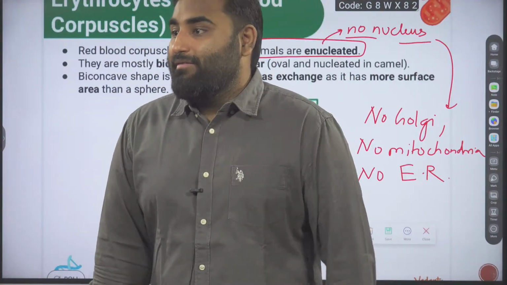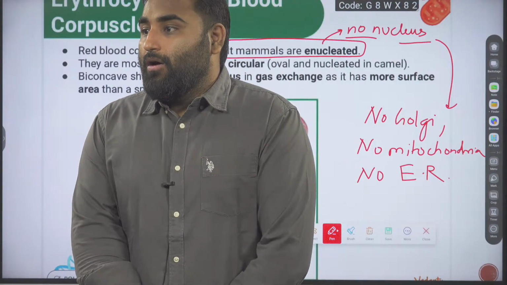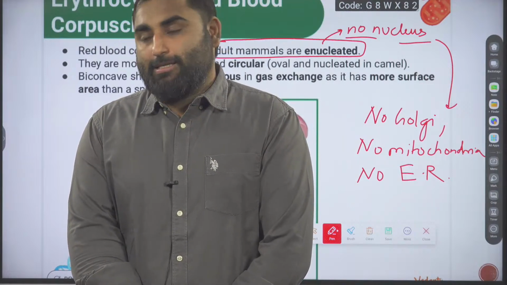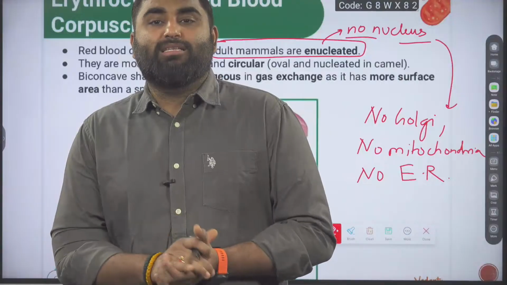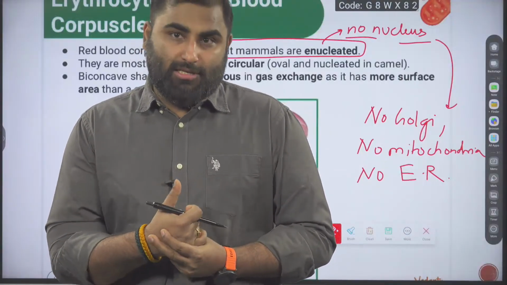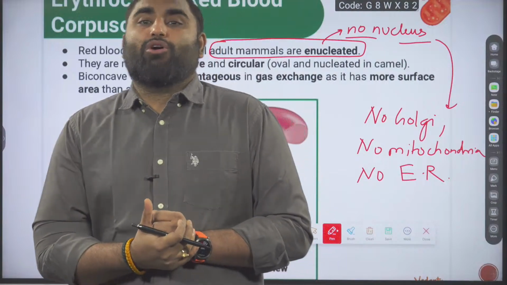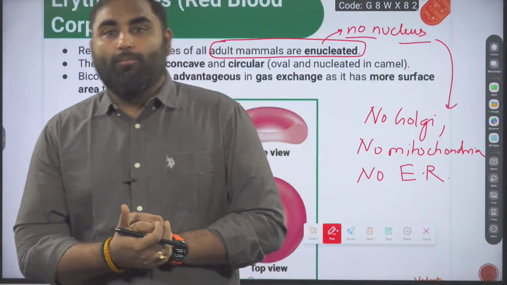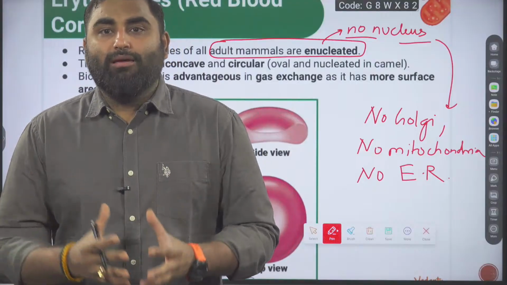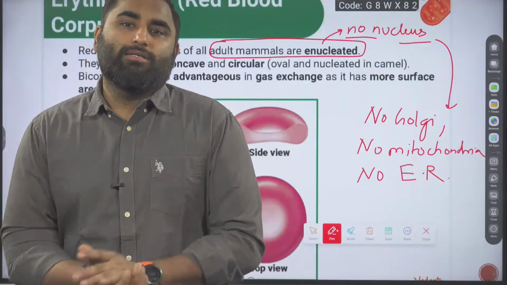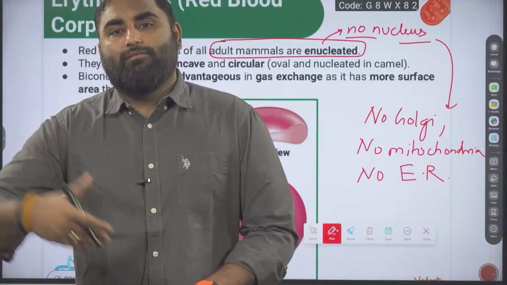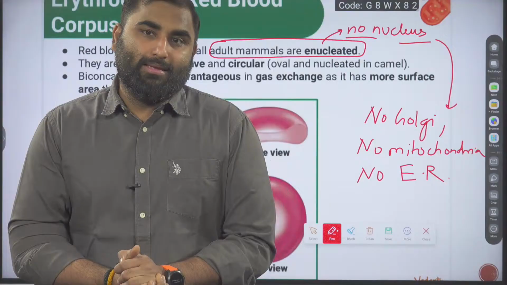Why have we removed the organelles? Why have we removed the nucleus? Yeah, to increase the space inside the RBC cell, because we need to carry oxygen, and the protein which carries oxygen in the RBC is hemoglobin. So for making more space to hold hemoglobin, we have removed the nucleus, the mitochondria, the Golgi, and the endoplasmic reticulum.